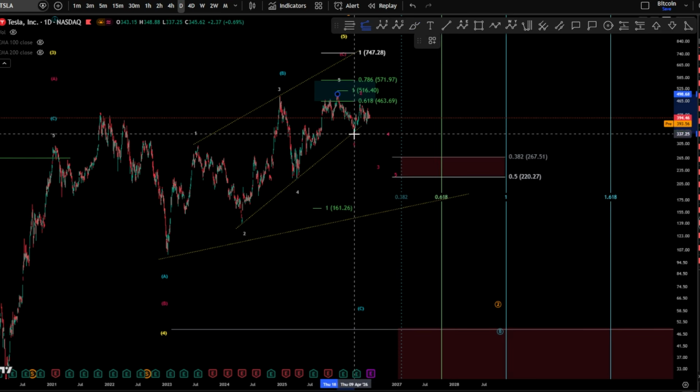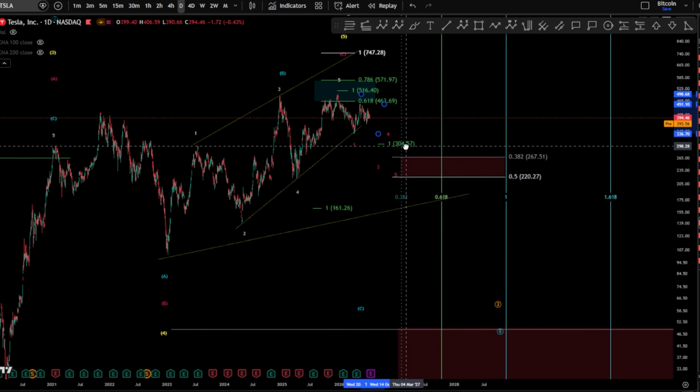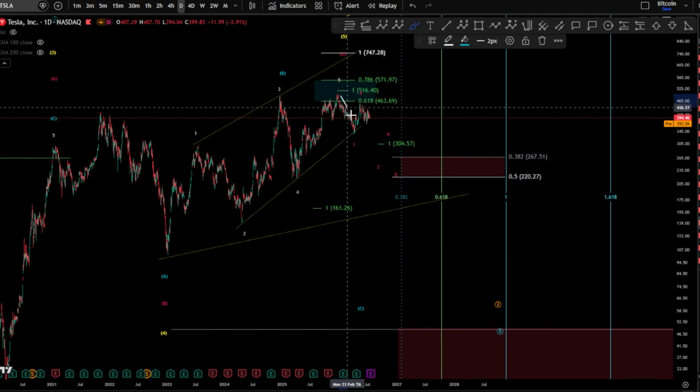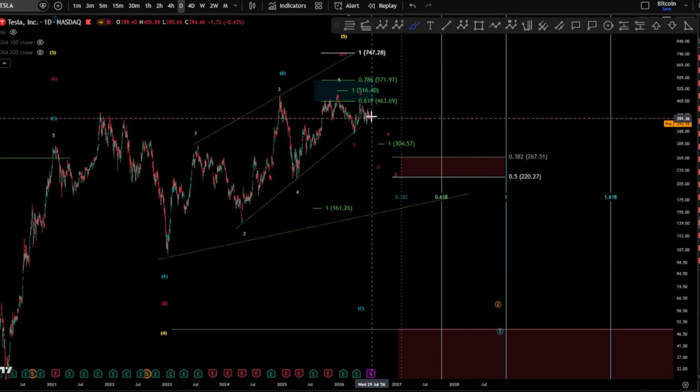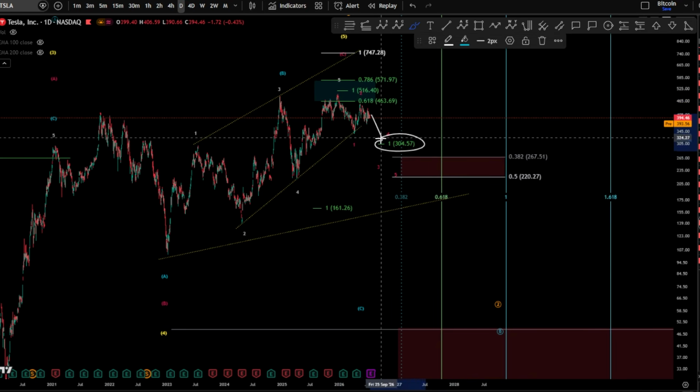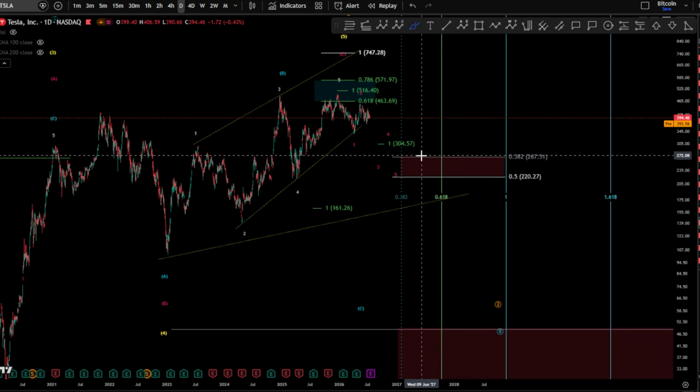Well, if we talk a little bit targets as well for this correction, let's talk about the one-to-one at least here, in case it's gonna form something complex W, X, and a wave Y. The first wave W might hit the $304 in a zigzag A, B, C, W, X, and a wave Y, hitting the targets and then pushing toward the upside. Yep. So that was it for Tesla.